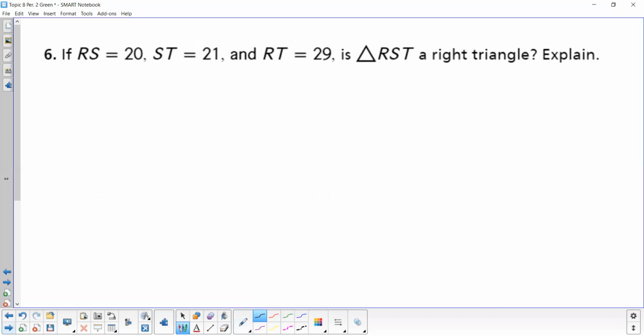All right. 3 more sides, 20, 21, and 29. Tell me what kind of triangle it is.